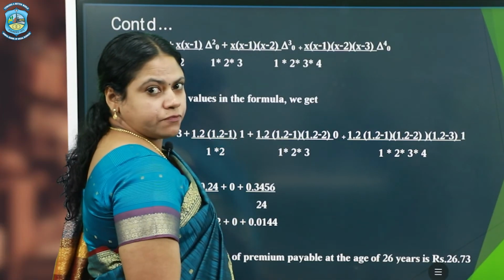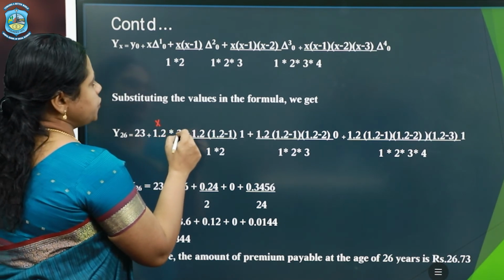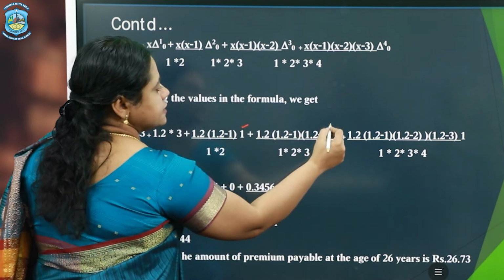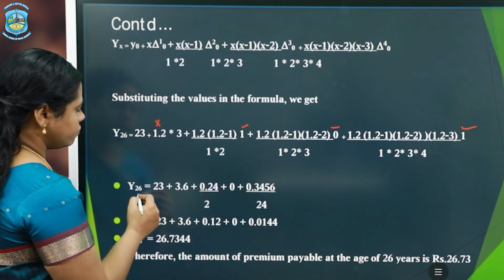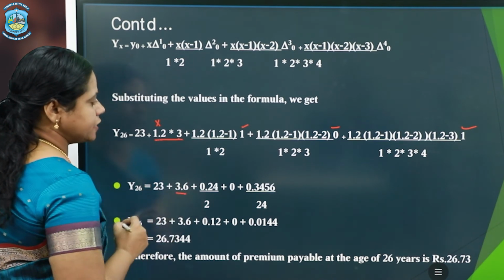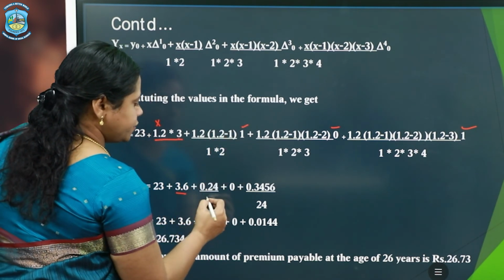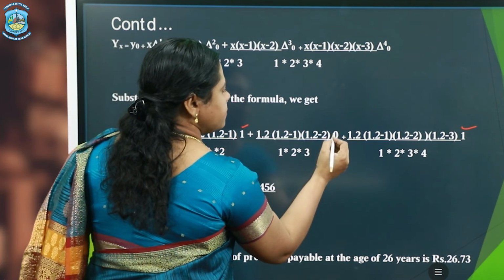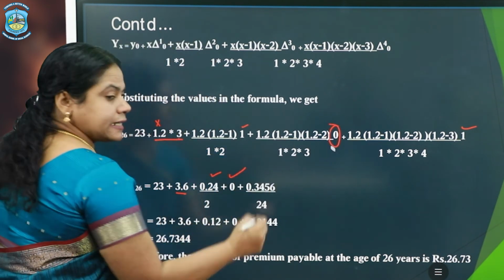After substituting the values in the formula, we will get 23 plus 1.2, 1.2 is x, okay, 1.2 into 3, 3 is del 1 0, del 2 0 is 1, then all these values we have to substitute and then we will find y26 is equal to 23 plus, here when you multiply these two you will get 3.6. So here 1.2 into 1.2 minus 1 divided by 2. So it is 0.24 divided by 2. Here no need to multiply because we know that it is finally getting multiplied with 0. So it automatically becomes 0.